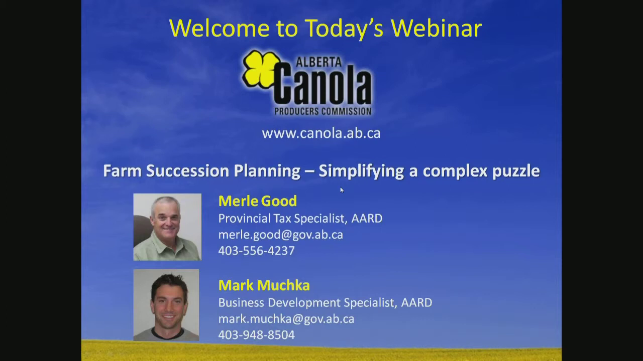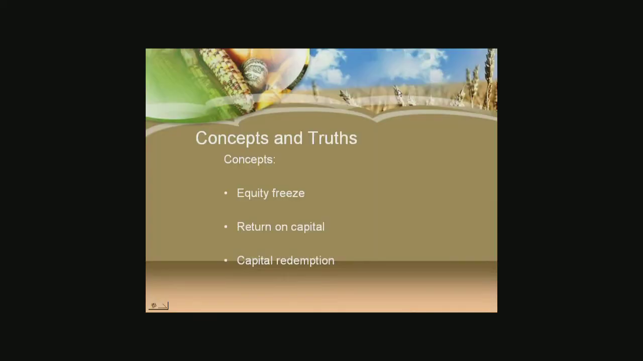I can see it. But some of the things I want to look at is a couple of points when it comes to looking at succession, some issues regarding a couple of concepts. And if you can see the screen now, I've got up there three things: equity freezes, return on capital, and capital redemption.